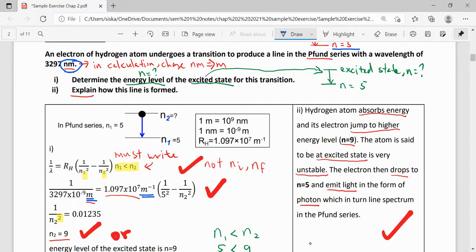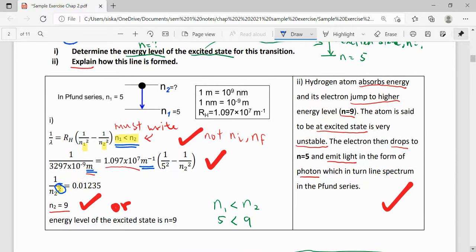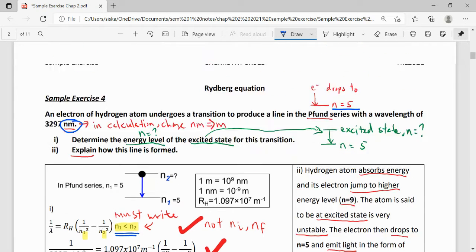Next one. For the Rydberg equation, remember you must use n1, n2, not initial, final, and you must label n1 less than n2. One thing that students always overlook is also the calculation part. This is 1 over n2 squared, so later you have to take the square root of your answer. After that, remember to label the answer.